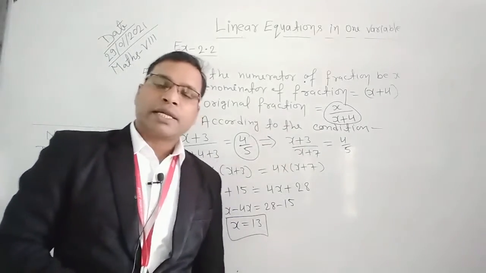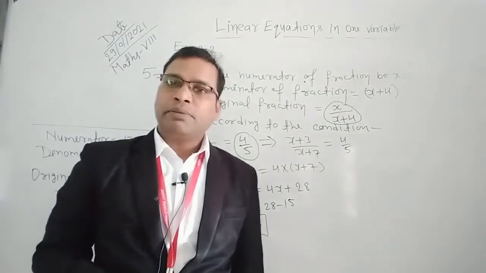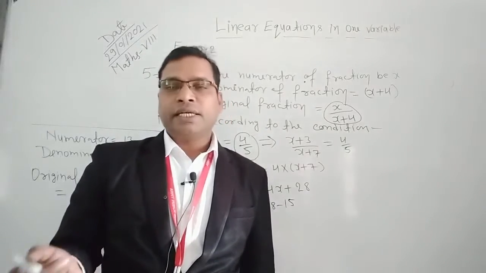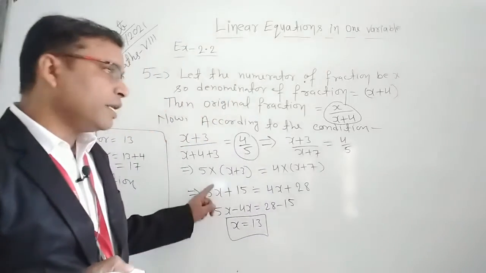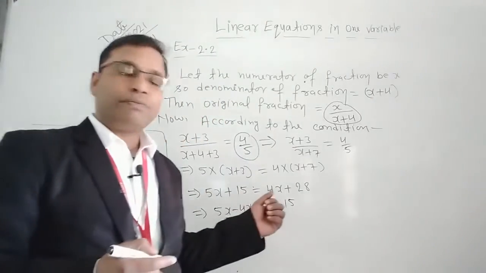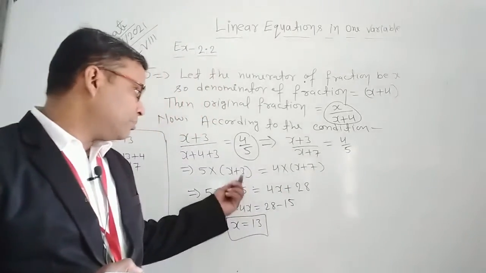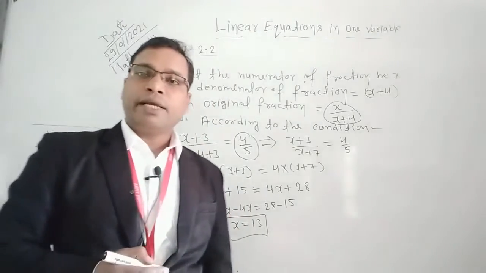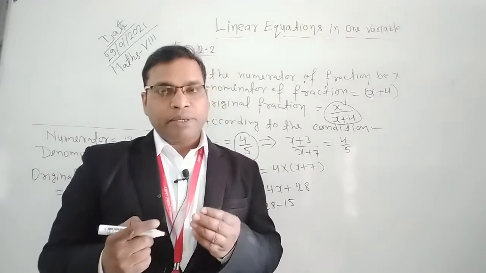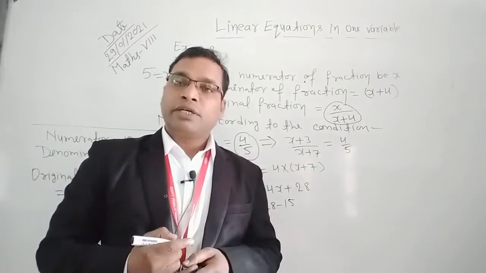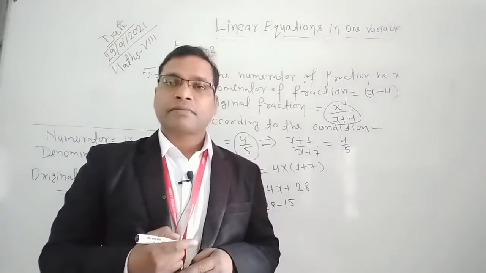And here we use the cross multiplication method. According to the cross multiplication method, we multiply the first numerator by the second denominator and the first denominator by the second numerator. So you get 5 into x plus 3 equal to 4 into x plus 7. This is clear. Now after this, if you simplify, we get the value of x is 13. We let the numerator of this fraction be x. So you can see the numerator becomes 13.